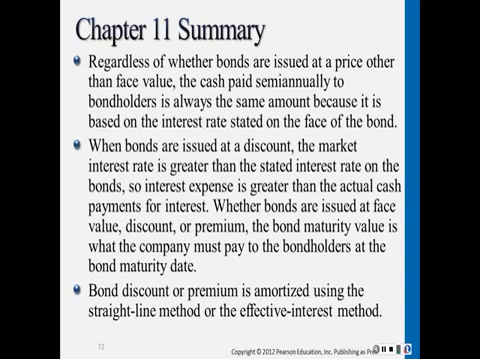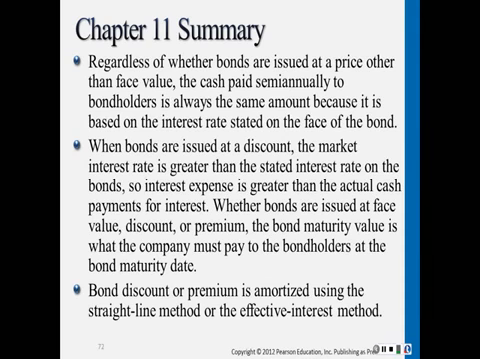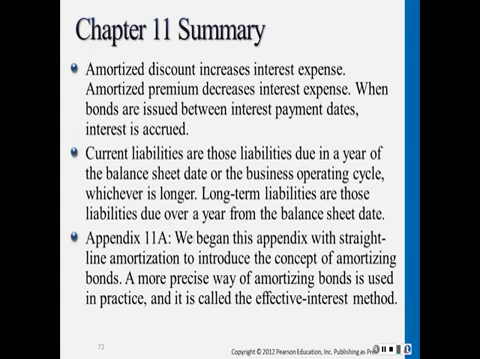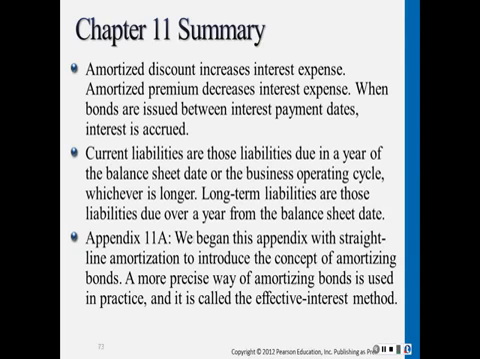Whether bonds are issued at face value, discount, or premium, the bond maturity value is what the company must pay to the bondholders at the bond maturity date. Bond discount or premium is amortized using the straight line method or the effective interest method. Amortized discount increases interest expense. Amortized premium decreases interest expense.